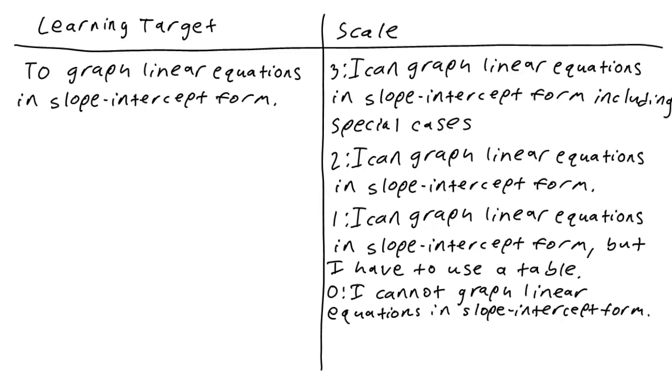That's amazing! The learning target for today is to graph linear equations in slope-intercept form. For the scale, you're a 3 if you can graph linear equations in slope-intercept form, including special cases. You're a 2 if you can graph linear equations in slope-intercept form, so not including the special cases. You're a 1 if you can graph linear equations in slope-intercept form, but you have to use a table. And you're a 0 if you cannot graph linear equations in slope-intercept form.